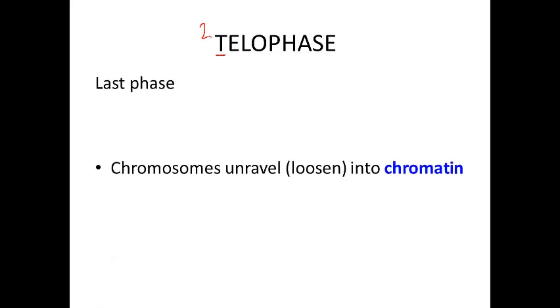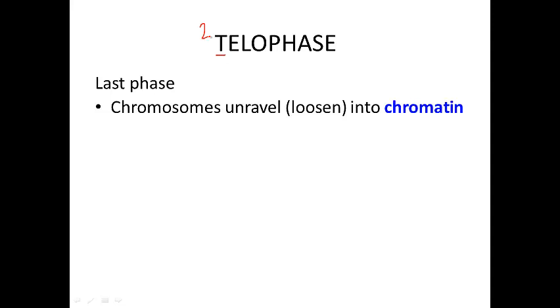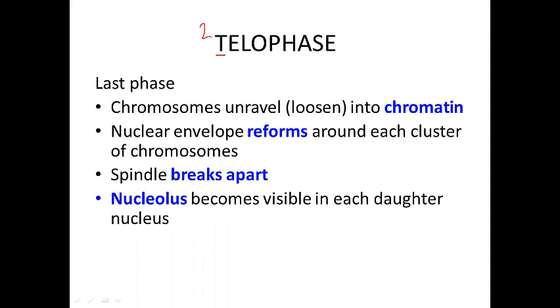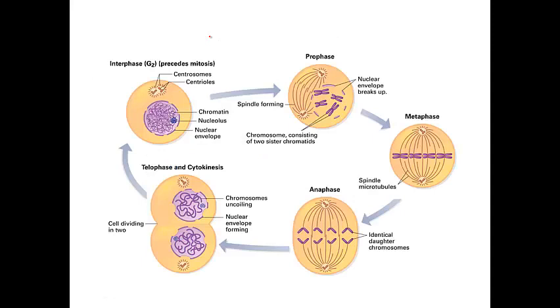And the final stage, telophase. Think T for telophase, T for two. This is the last phase of mitosis, and this is where everything that happens in prophase is undone. Chromosomes are now going to unravel and loosen into their string-like form called chromatin. The nuclear envelope is now going to reform around each cluster of the chromosomes. Remember, now we have two being formed. The spindle is going to be broken apart, and you'll no longer see spindle fibers. The nucleolus is now going to become visible in each nucleus. So it's the complete opposite.